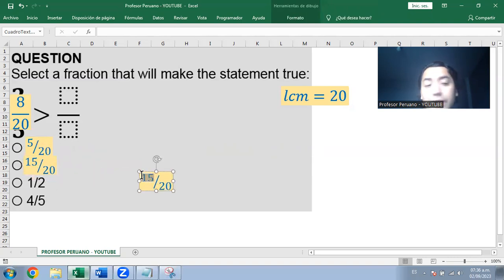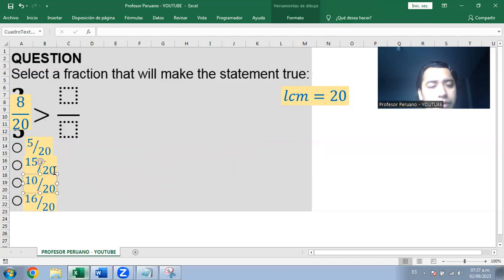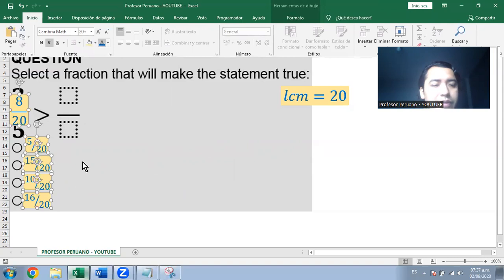So we multiply by 10. 1 times 10 is 10, and 2 times 10 is 20. And the last one, that is 4/5, we multiply by 4. So 4 times 4 is 16, and 5 times 4 is 20. So these are the homogeneous fractions, equivalent to the fractions we saw in the exercise.